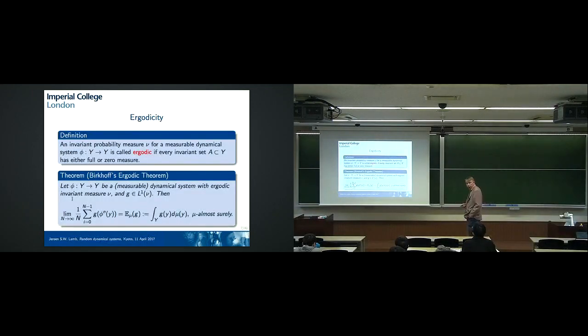Good. Then I just recall what we said yesterday. You have an invariant probability measure. A measurable dynamical system is called ergodic if invariant sets have zero or full measure. It's an important result of ergodic theory that if I take averages of time events, so I follow a time orbit and average an observable, then this is the same as taking the average with respect to the ergodic measure. And that's an important result that we often use.